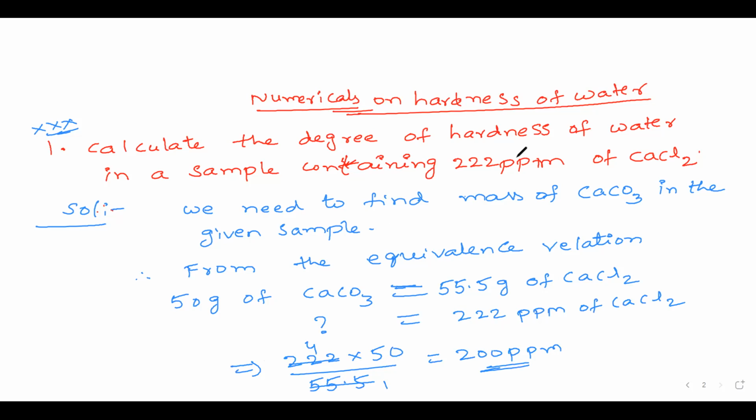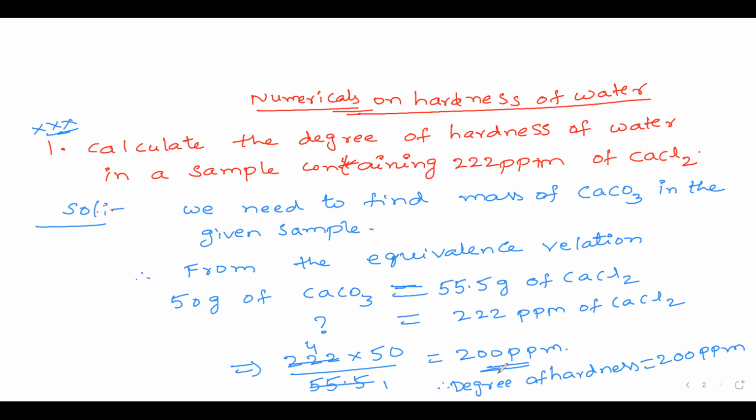Since the degree of hardness of water is equal to the mass of calcium carbonate present in the given sample, and the mass of calcium carbonate is 200 ppm, the degree of hardness is equal to 200 ppm. Like this you have to consider. That's all. So basically the principle of equivalence is very, very important.